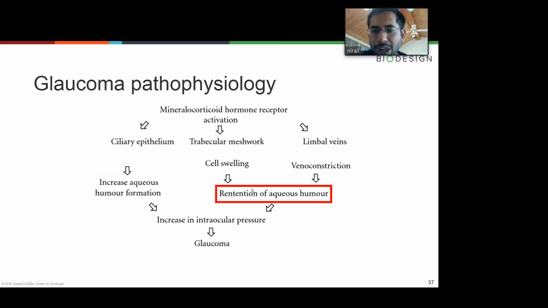But what if we took this route? What if we wanted to address the retention of fluid? This means we're not worried about how the fluid is made, but that it's not escaping. It's stuck in the eye. It's basically a block, a clog, if you will. Think of a plumbing analogy in your bathroom, for example: the toilet's clogged, right?